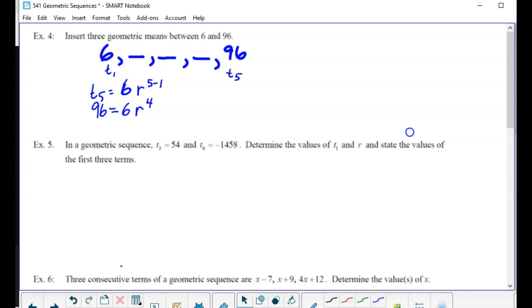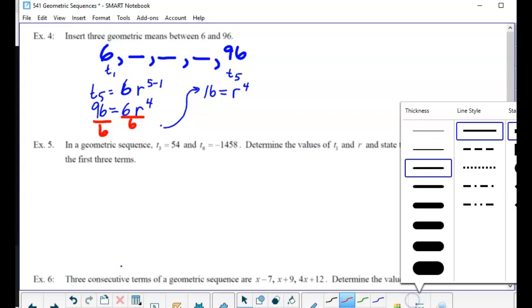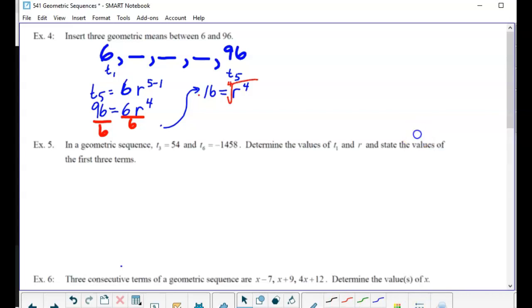So it's very similar to the last one. Divide both sides by 6. Okay, so what is that? 16. Okay, now we're going to take the fourth root. So fourth root here, both sides. Thing is, it's an even root, so I need to do plus or minus. So r equals plus or minus 2.